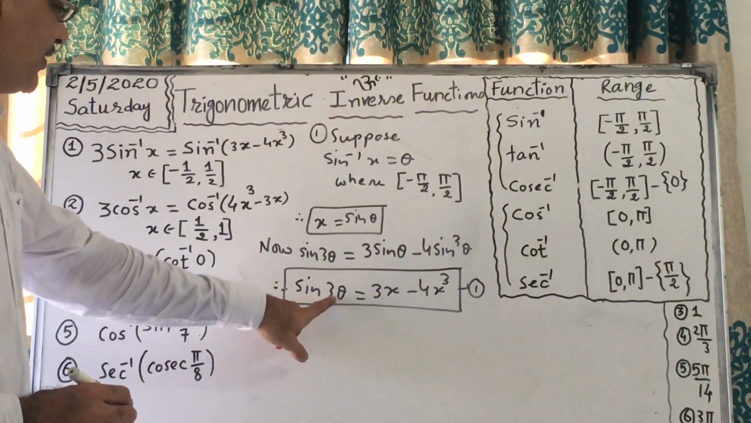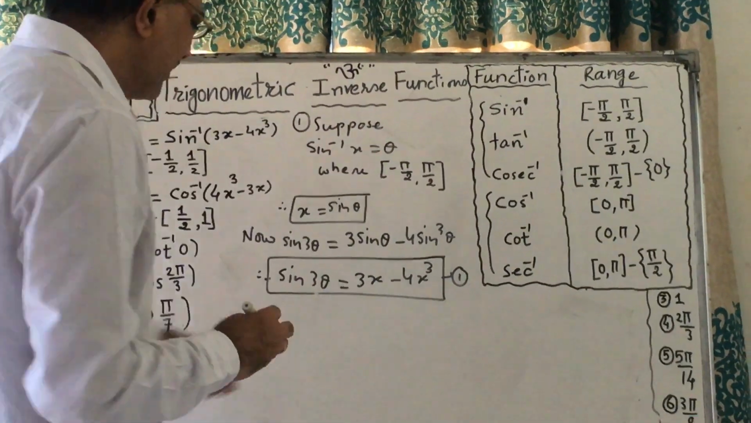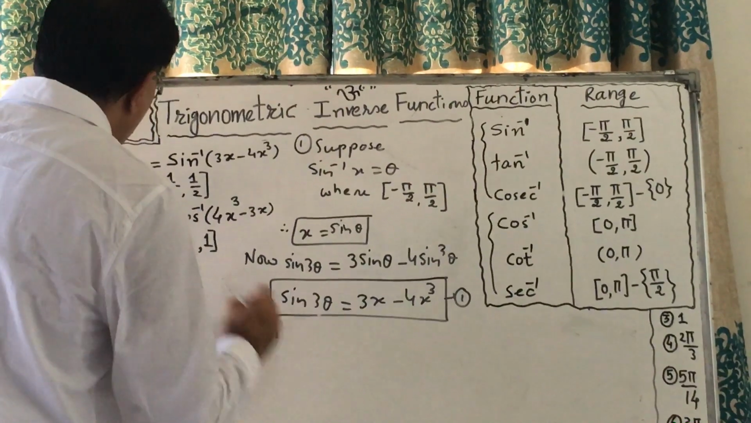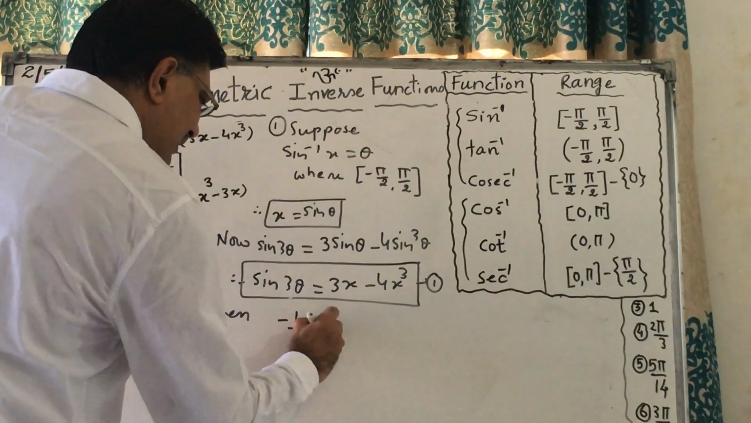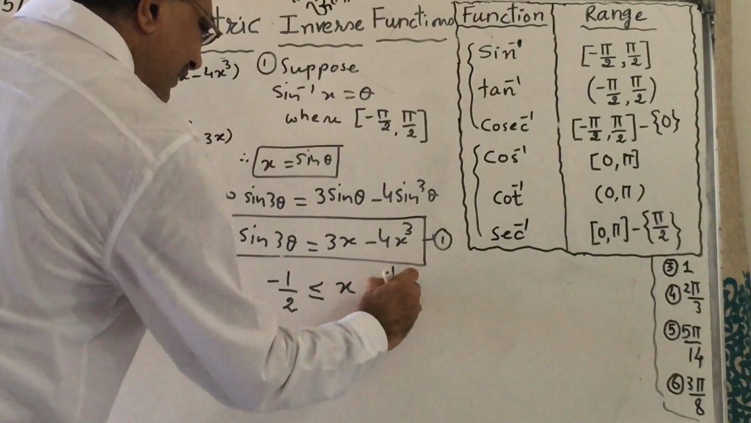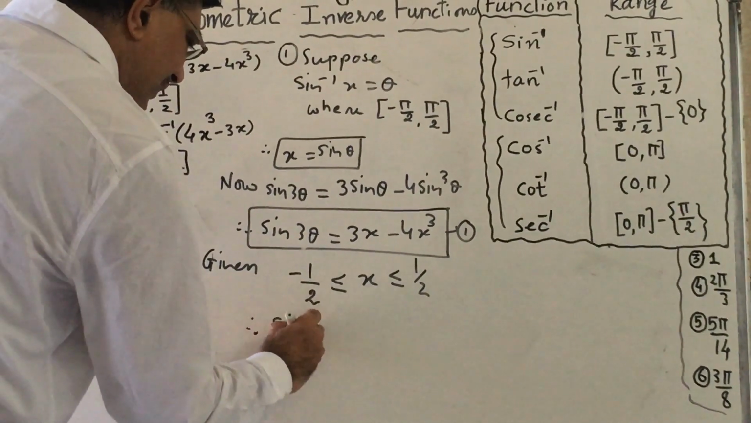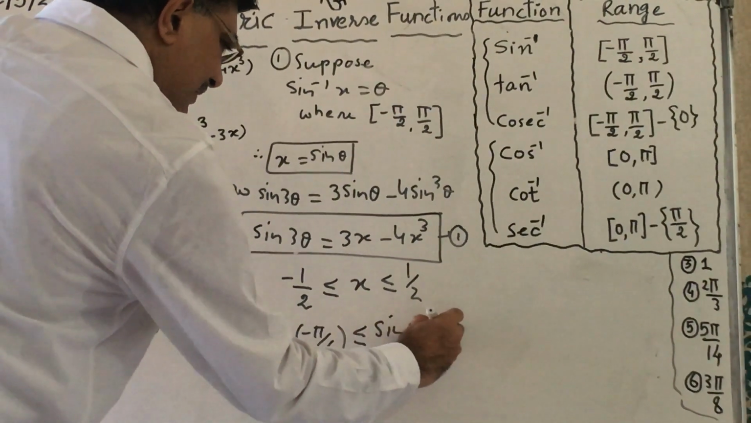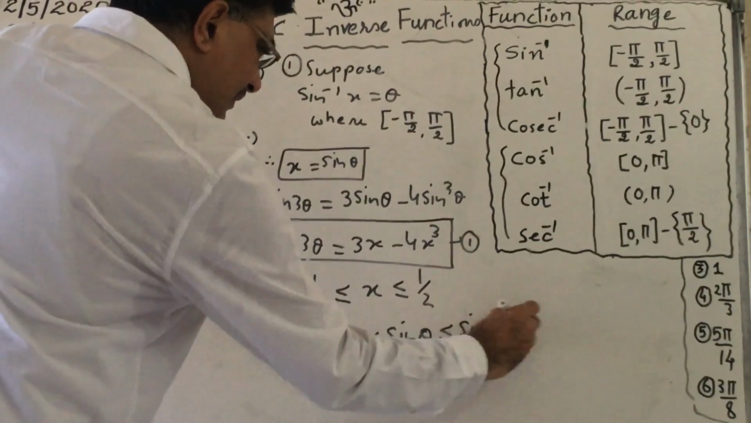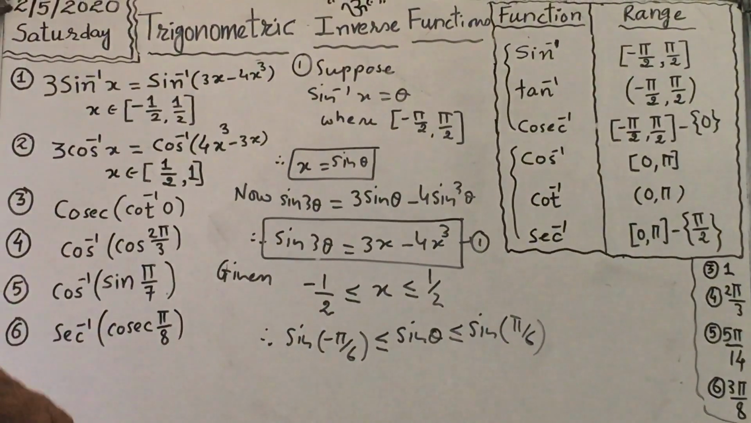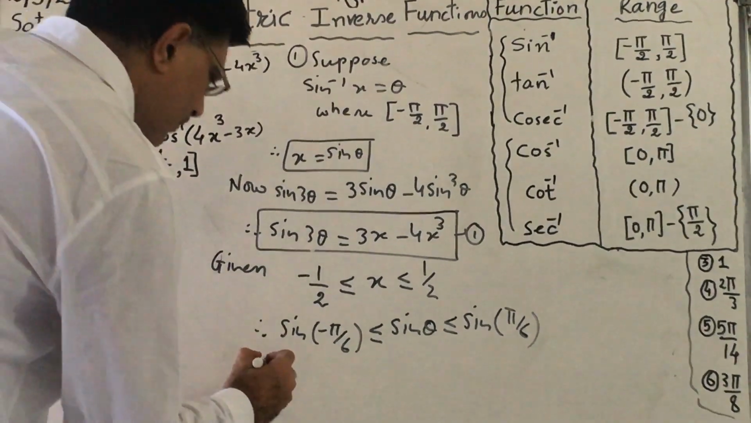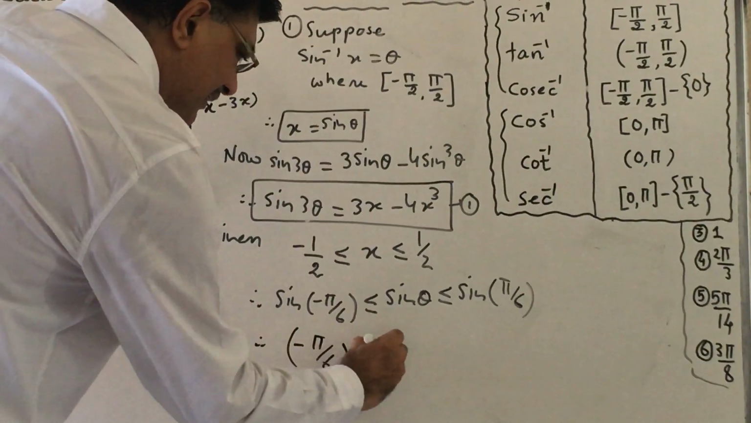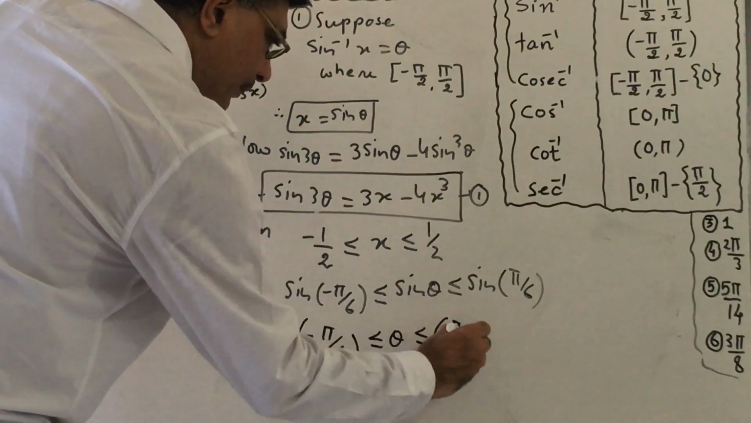Now I have to prove that 3 theta is in the range of sin inverse. So we will use this condition, given minus 1 by 2 is less than or equal to x is less than or equal to 1 by 2. Therefore, sine of minus pi by 6 is less than or equal to sine theta is less than or equal to sine pi by 6. But we know that sine is an increasing function, so the inequality will remain the same. Minus pi by 6 is less than or equal to theta is less than or equal to pi by 6.